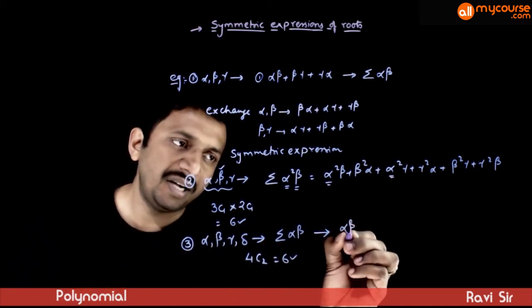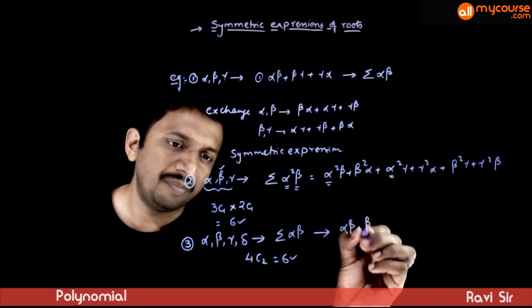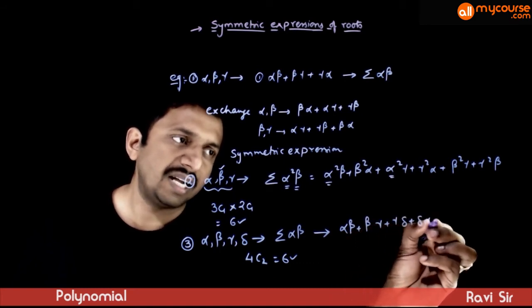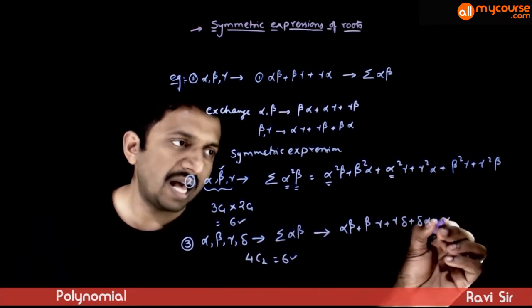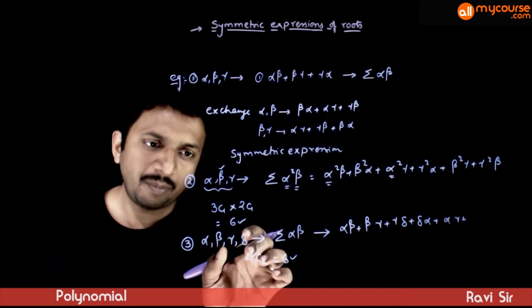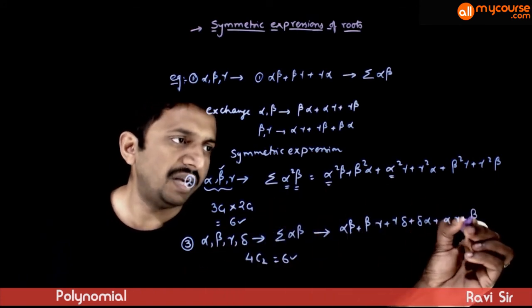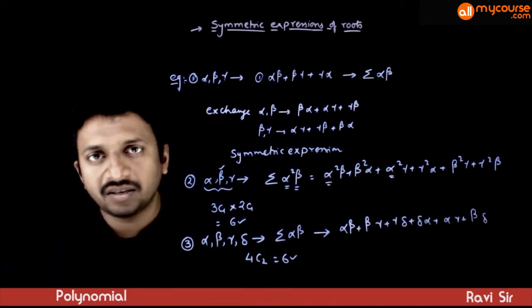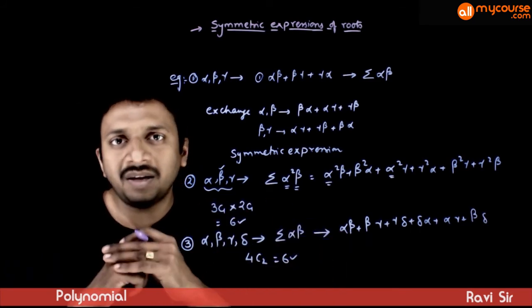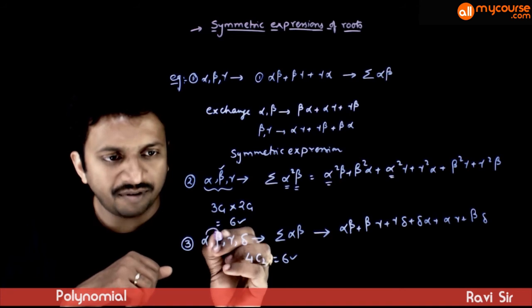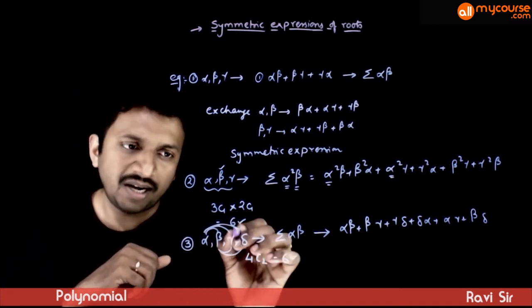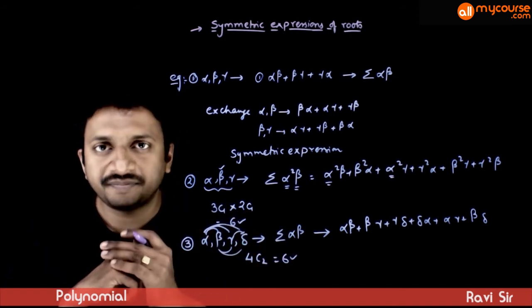Something like alpha beta plus beta gamma plus gamma delta plus delta alpha plus alpha gamma plus beta delta. So these are the 6 different terms that come in sigma alpha beta: alpha beta, alpha gamma, alpha delta, beta gamma, beta delta and gamma delta.